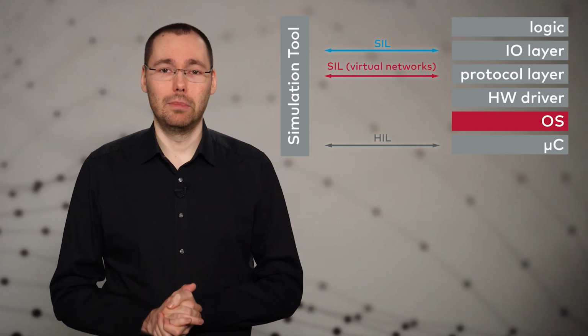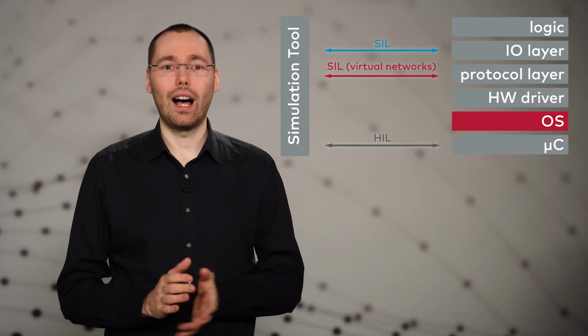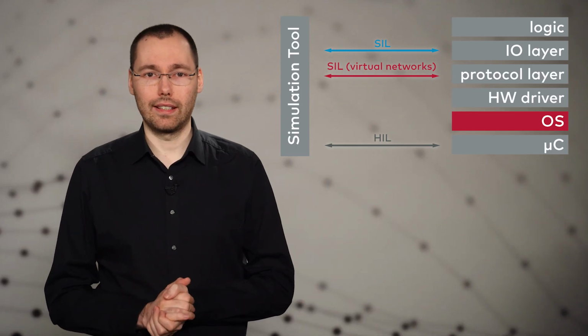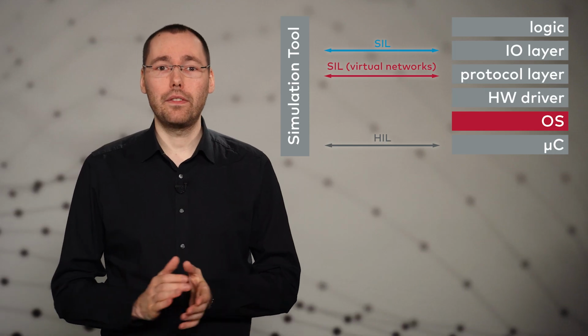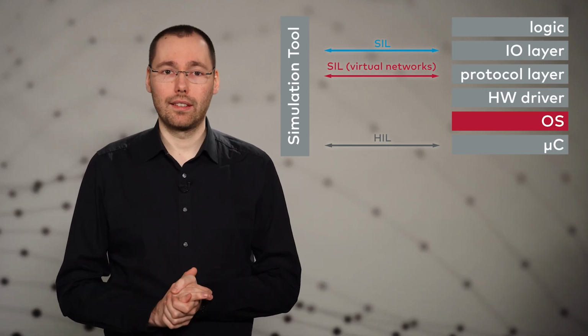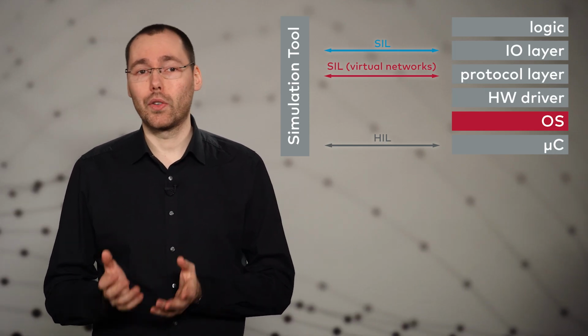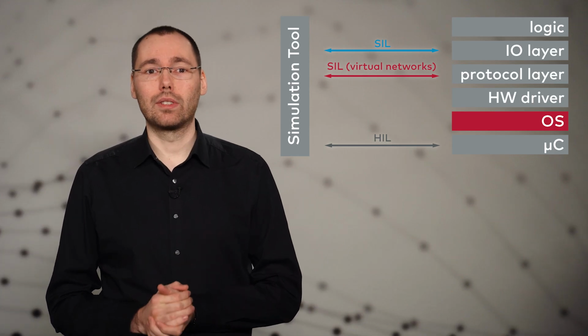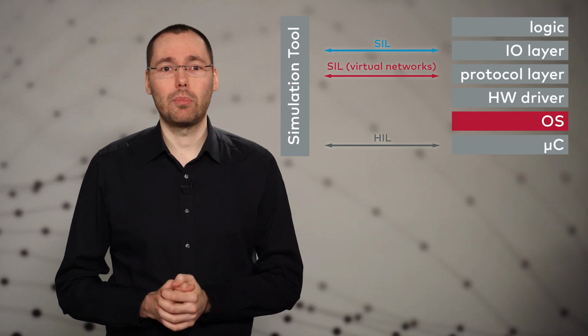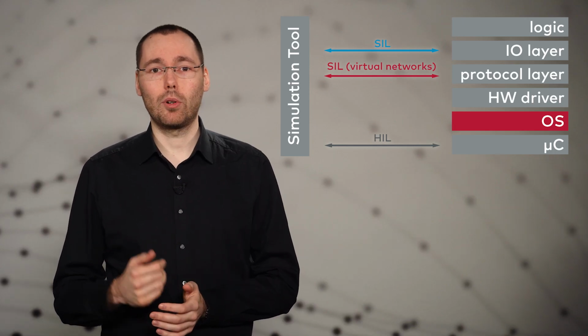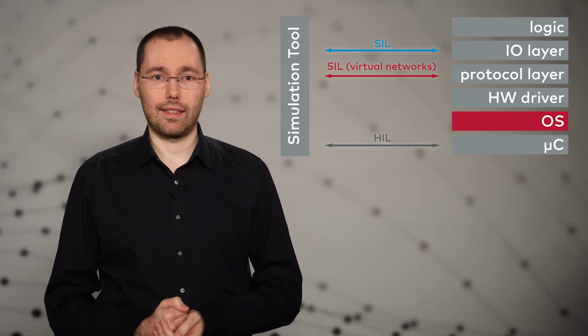In a simplified image, we see the boundaries for hardware and software-in-the-loop testing. With hardware-in-the-loop or HIL testing, we verify the behavior of the full device, while software-in-the-loop or SIL testing allows us to test the core software. With virtual networks, we gain the possibility to include the transport protocol layer in our tests.